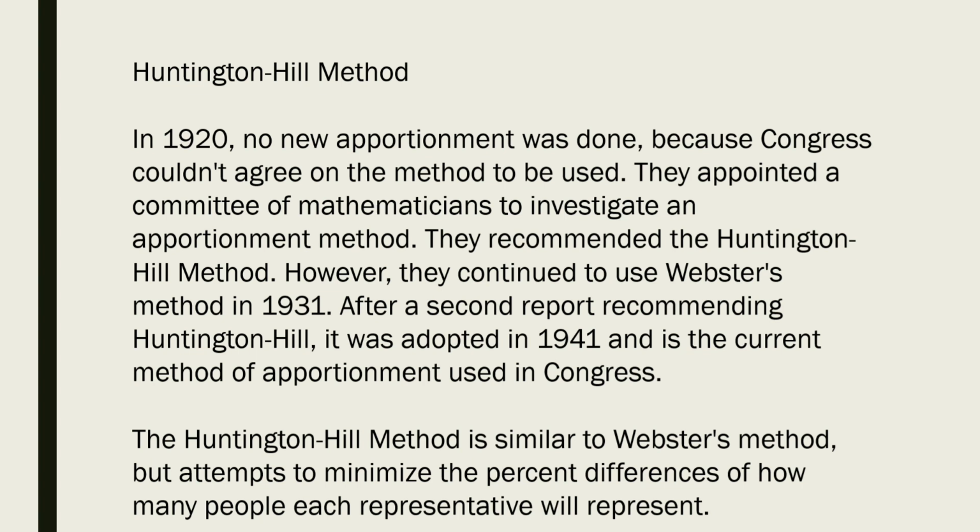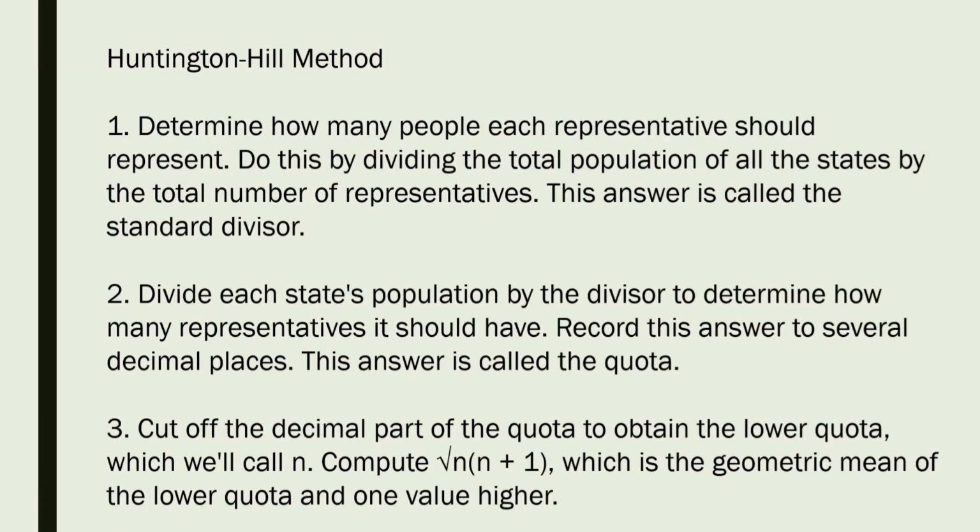The Huntington-Hill method is similar to Webster's method, but attempts to minimize the percent differences of how many people each representative will represent. These are the ways in which the Huntington-Hill method can be used. First, determine how many people each representative should represent. Do this by dividing the total population of all states by the total number of representatives. This answer is called the standard divisor.